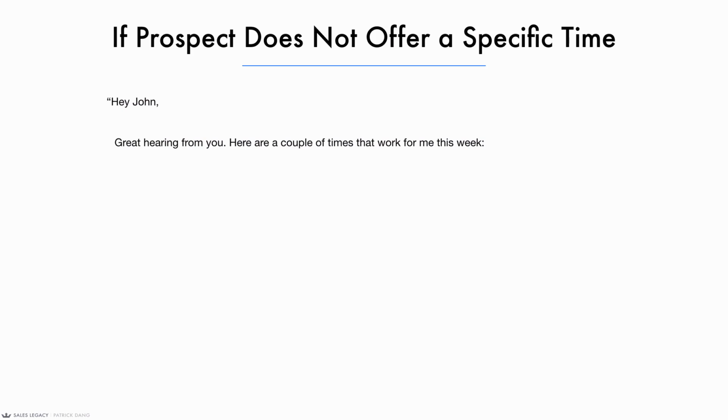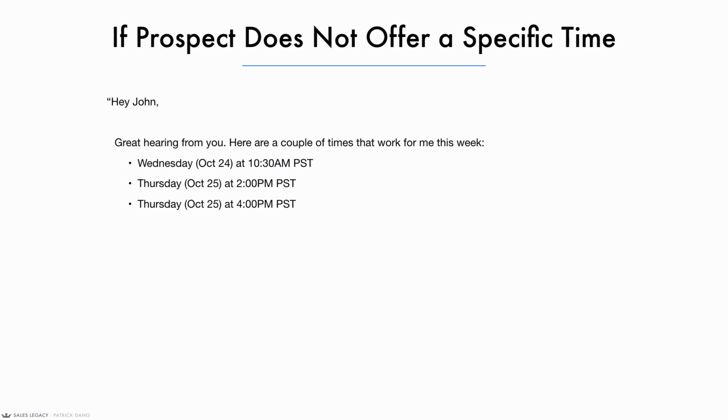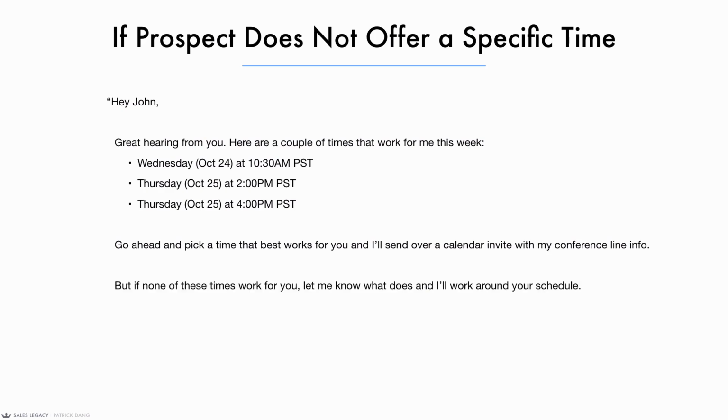Now, here are a couple times that work for me this week: Wednesday, Thursday, right? So 2 different days, 3 different times. And then go ahead and pick a time that works best for you, and I'll send over a calendar invite with my conference line info. But if none of these times work for you, let me know what does, and I'll work around your schedule. Thanks, Patrick. So if one of these times work, he's going to say, okay, Thursday at 2 p.m. Then you put it on the calendar invite and then send the conference line information, and that's pretty much it.